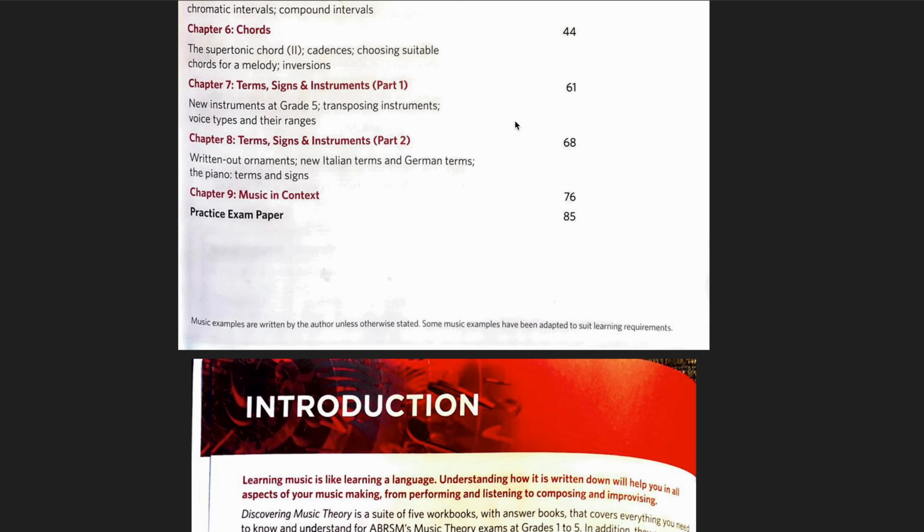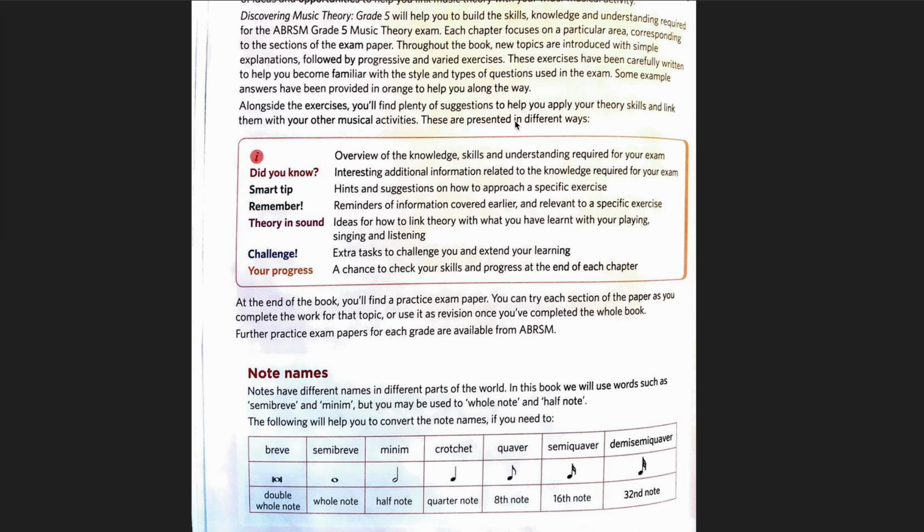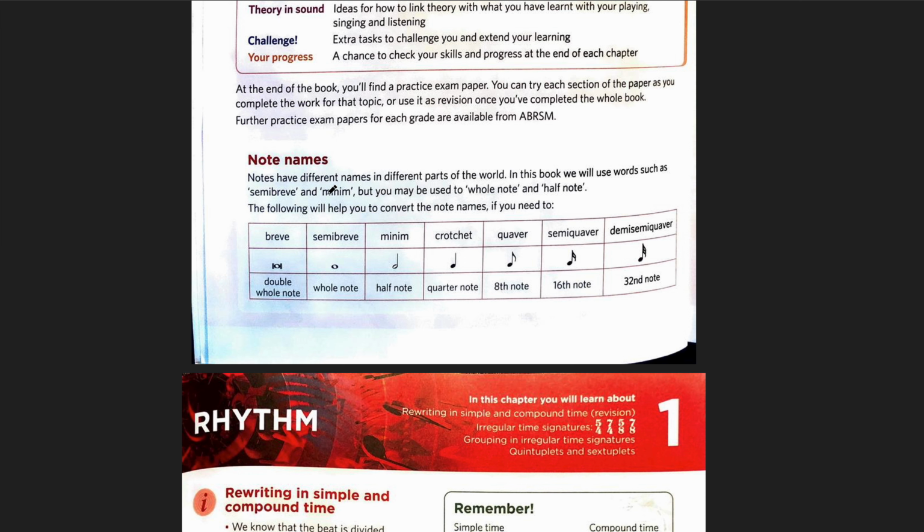Okay, let's move on to the first exercise. Also, our note names: a breve, which is a double whole note, a semibreve is a whole note, a minim is a half note, a crotchet is a quarter note, an eighth note is a quaver, a semiquaver is a 16th note, and a demisemiquaver is a 32nd note. So if you just go this way and times it by 2, it will equal the other one.